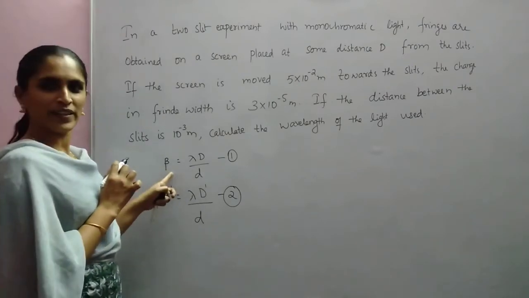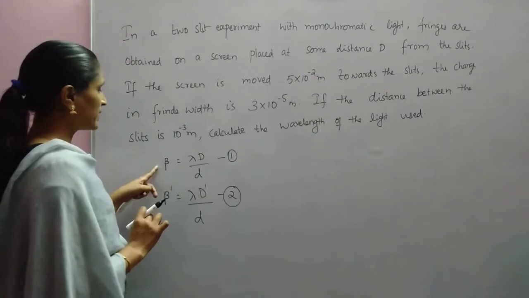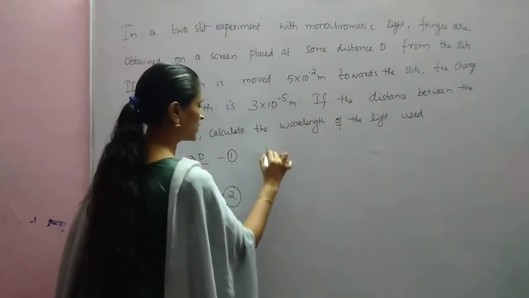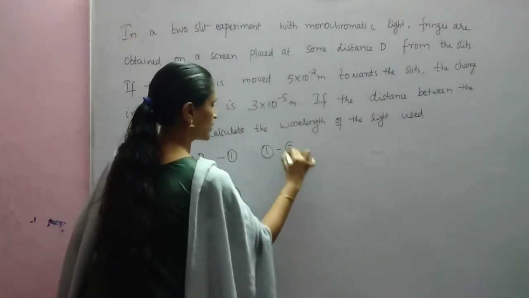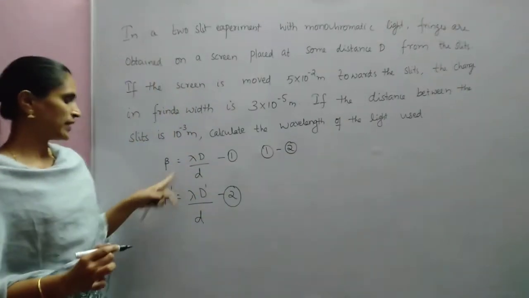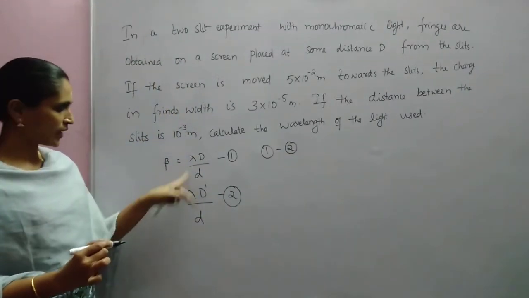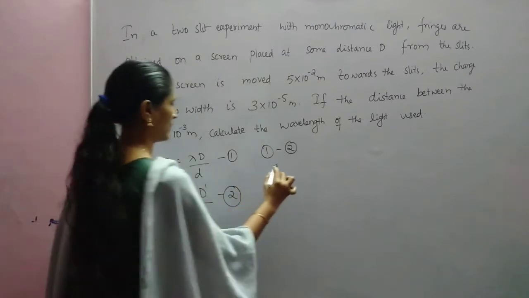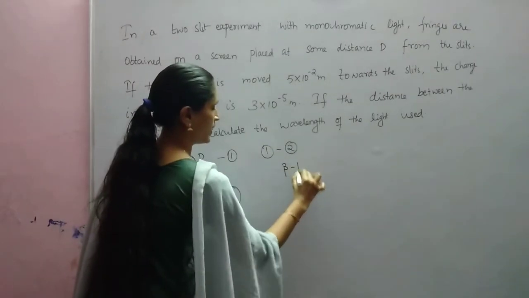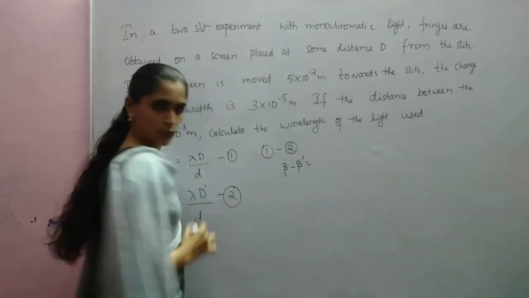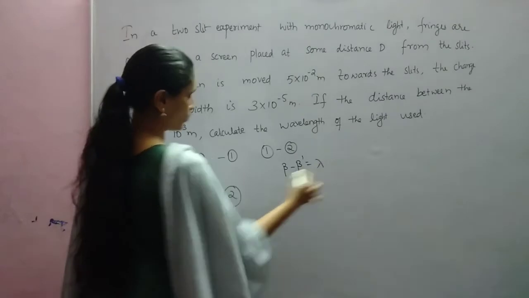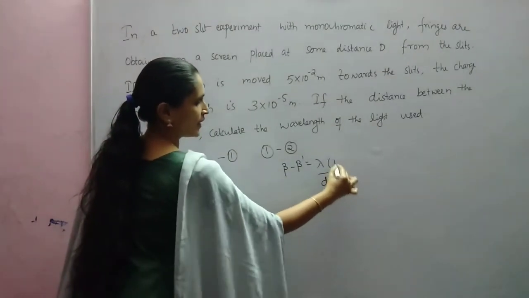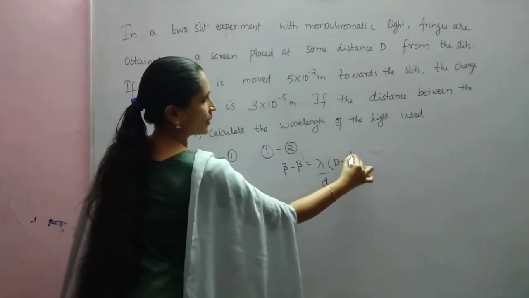So beta minus beta dash, the difference. We can write 1 minus 2, and you will get beta minus beta dash is equal to lambda into (D minus D dash) by d. Lambda by d can be taken common: beta minus beta dash is equal to lambda by d into (D minus D dash).